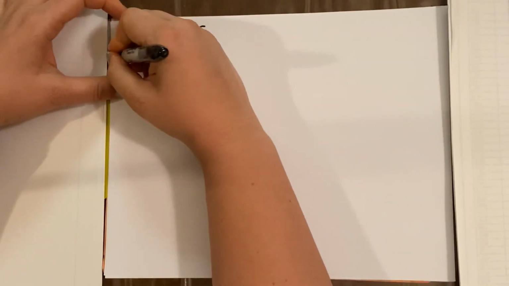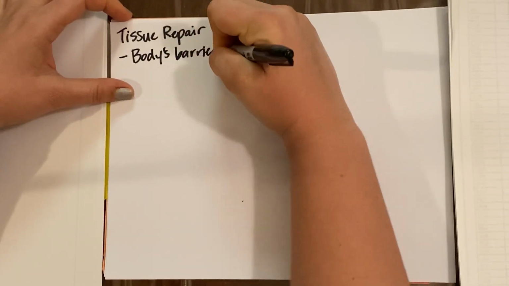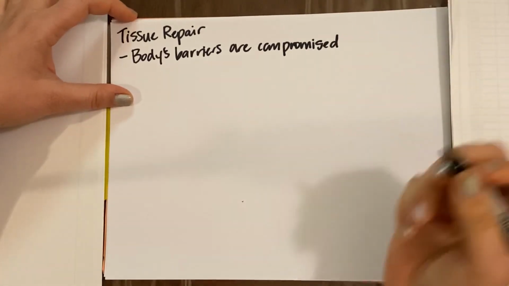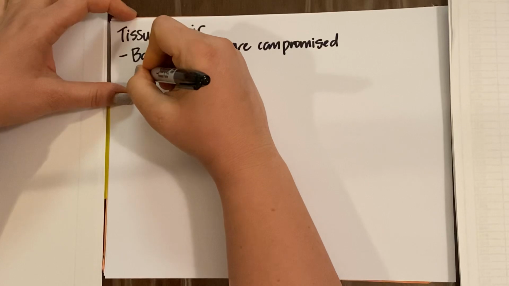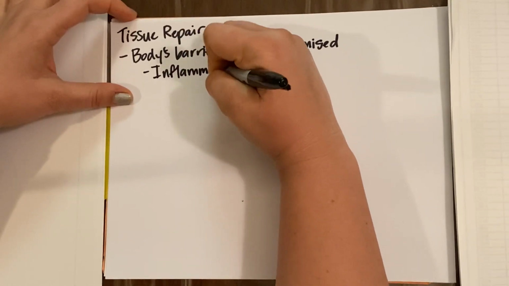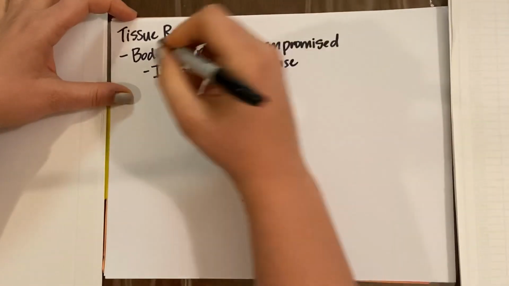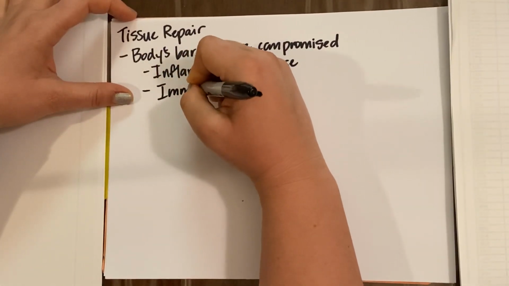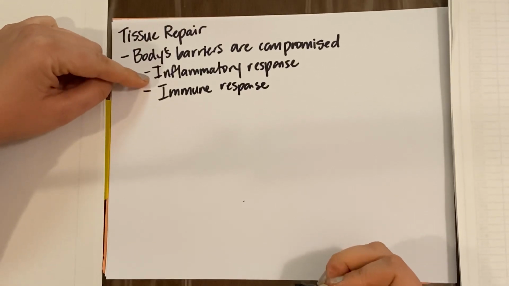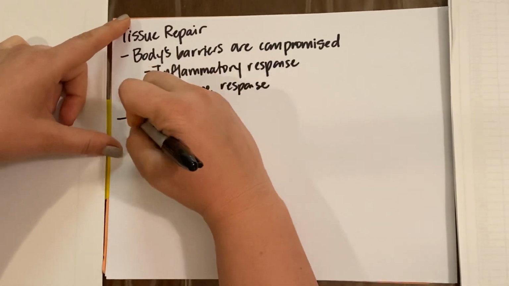And this is going to happen anytime the body's barriers are compromised. Okay, so what's going to happen is that we're going to have two responses. We're mainly going to talk about just one today, but we'll have an inflammatory response, and we will have an immune response. Now, the inflammatory response and the immune response are going to be slightly different from each other. We're going to talk mostly about the inflammatory, but let me start this again.